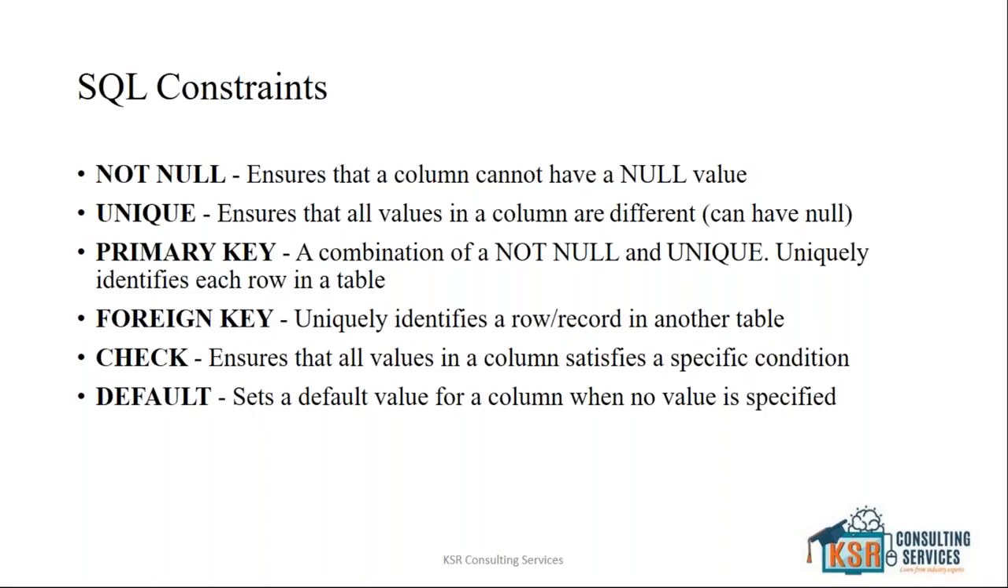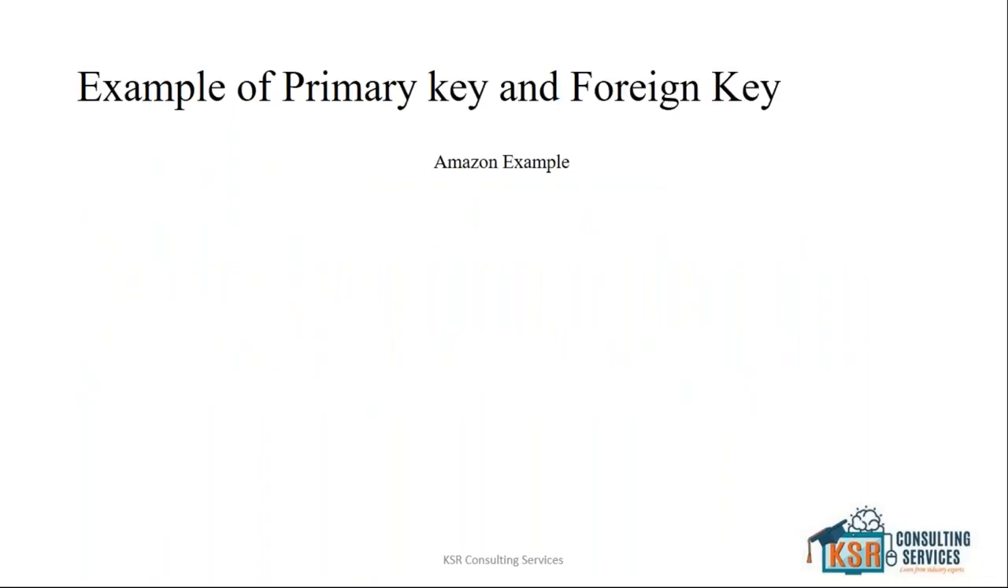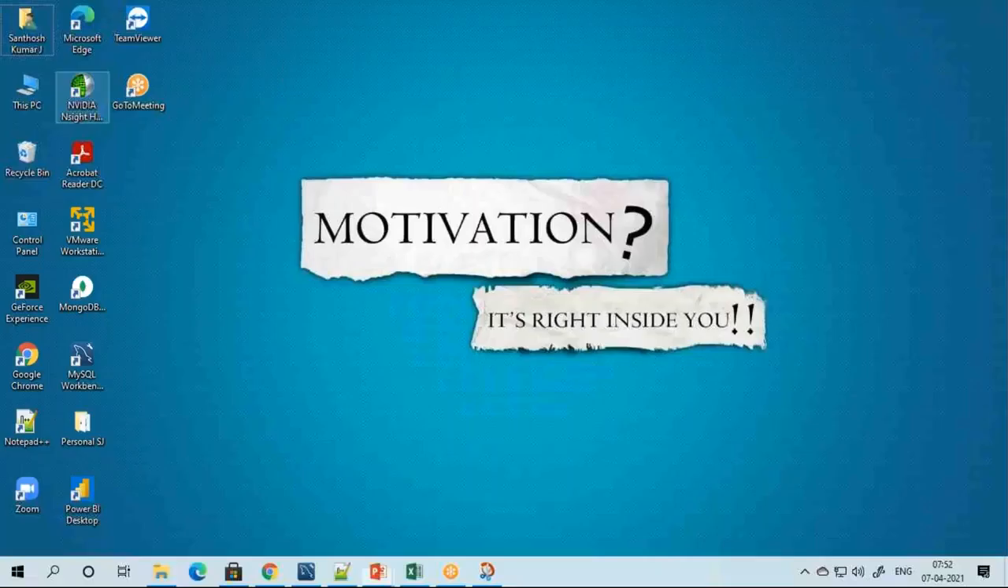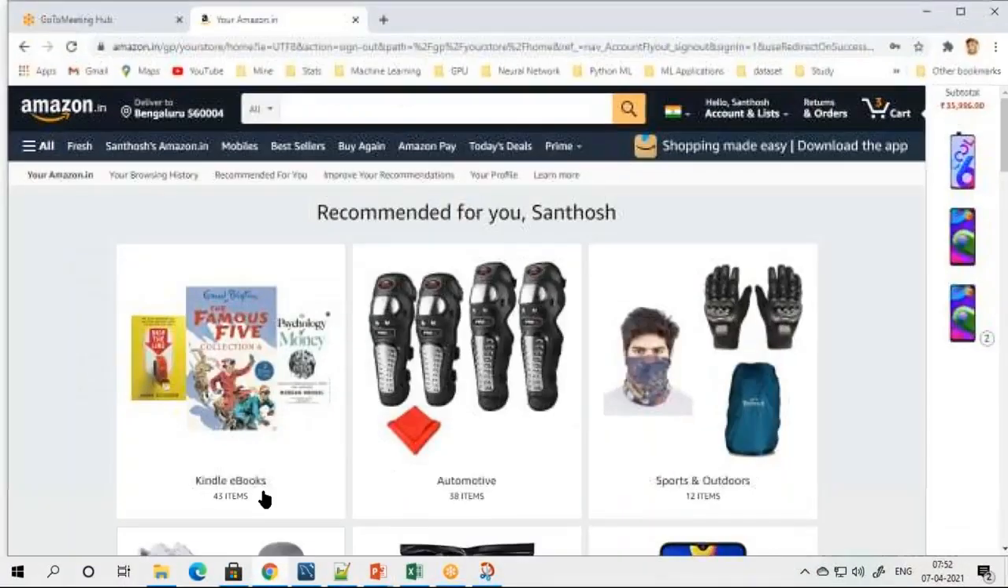Before that, I want to show you one example. Let us take a simple table called customer information. It has the name, and it has something called date of registration. When did this person register with Amazon? Let us see when I registered. I'll go here.